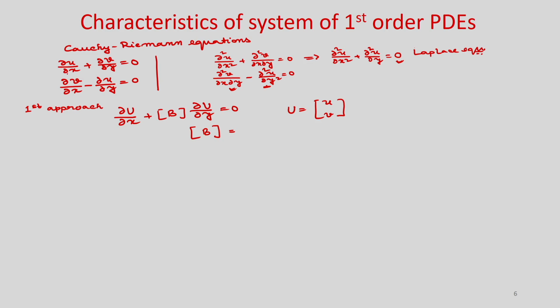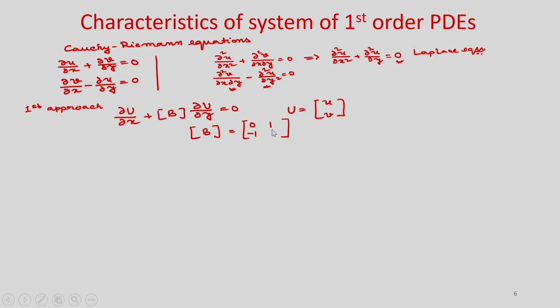So, from the first equation you should get ∂u/∂x plus ∂v/∂y. To get ∂v/∂y, the first entry will be 0 and this will be 1. Okay. So, it will be 0, 1. Now, for the second equation, you will get ∂v/∂x, and here you should get minus ∂u/∂y. So, it will be minus 1 and 0. Okay. So, this is the B. So, you need to find the B matrix from here.